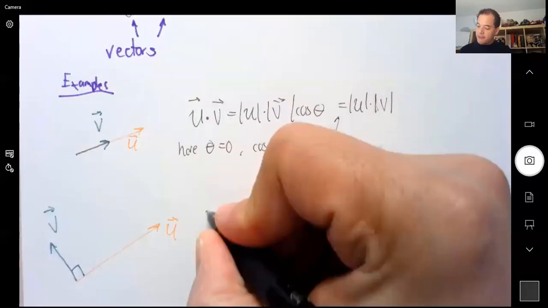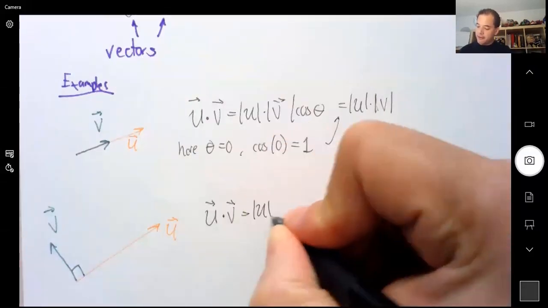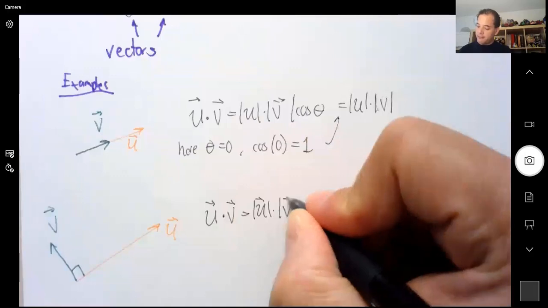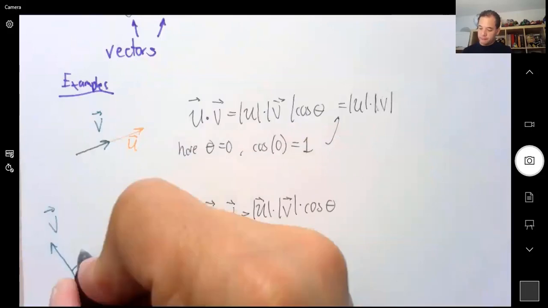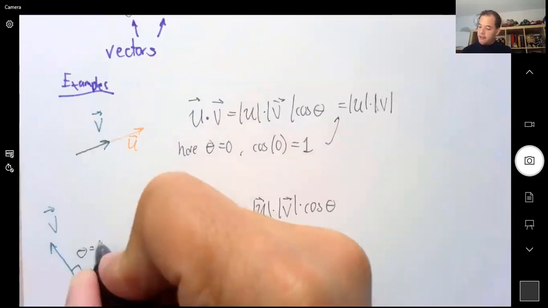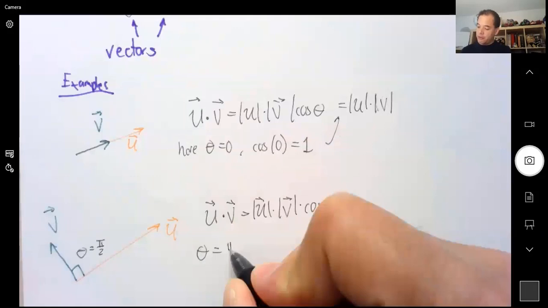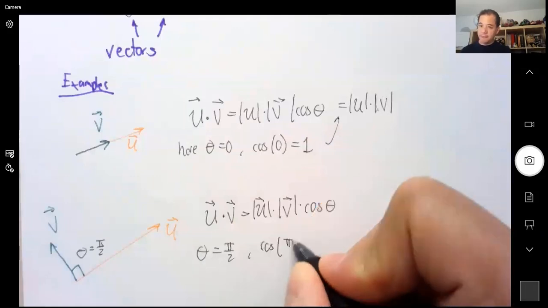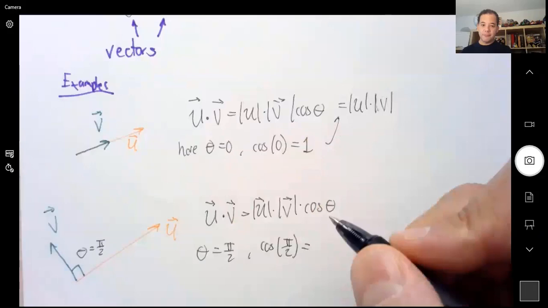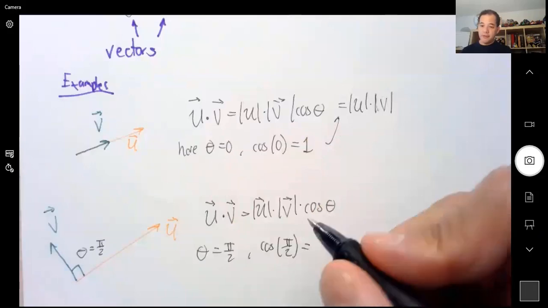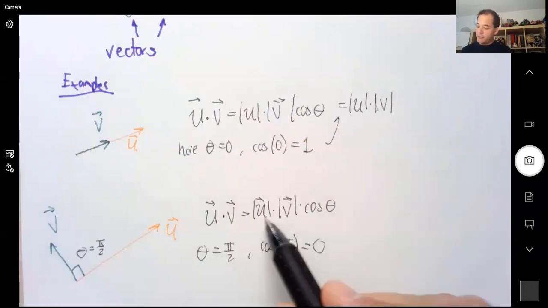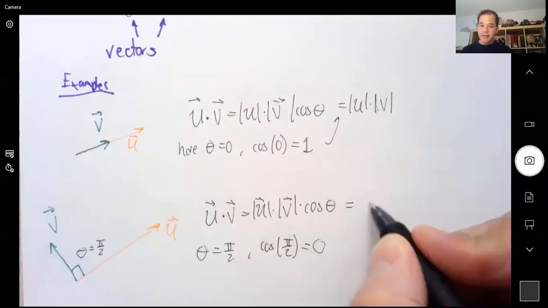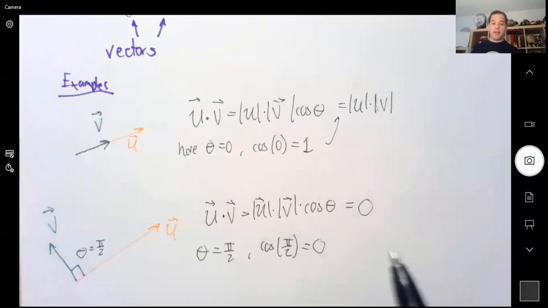We have u dot v, the same formula, right? Magnitude of u times magnitude of v times cosine of theta. But what is theta here? Pi over 2. Yes, 90 degrees, right? Or pi over 2. And more importantly, what is the cosine of pi over 2? 0. Yes. So that's fantastic, right? Because then this will be 0. Yeah, and that's a very useful thing to remember. And it's the only case in which you get 0, by the way.